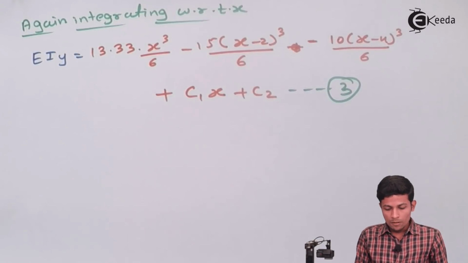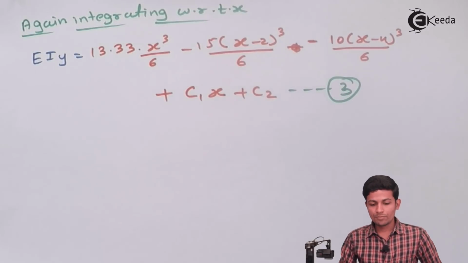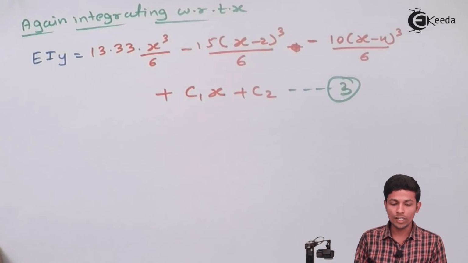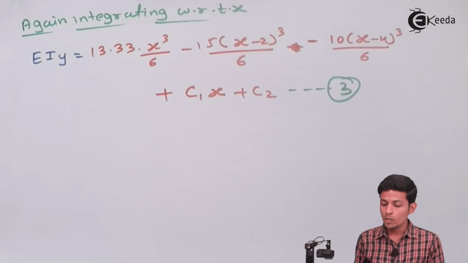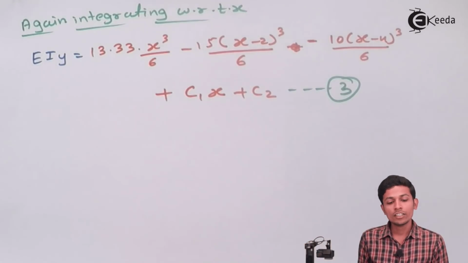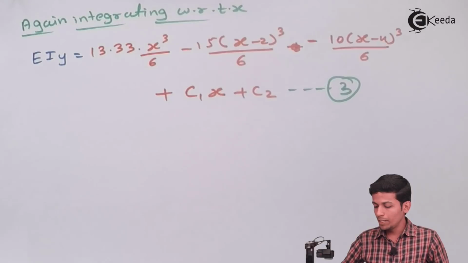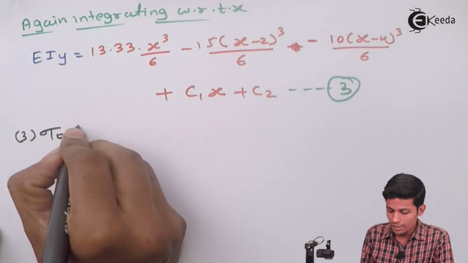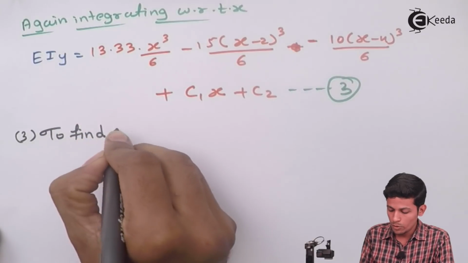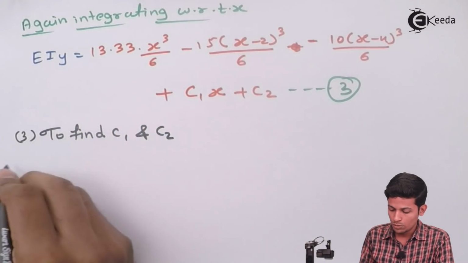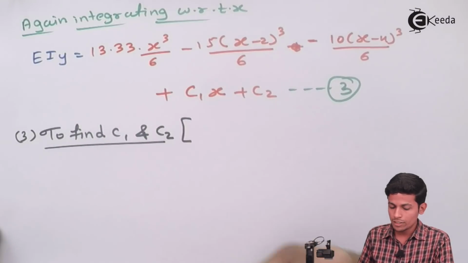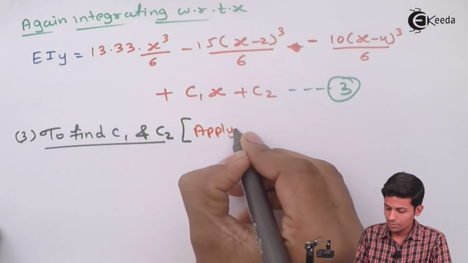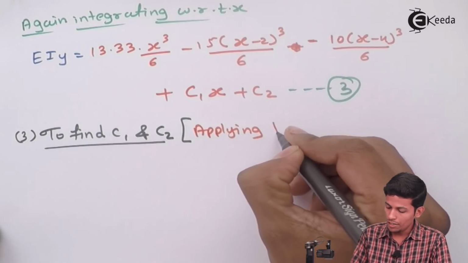So now we have done with this part, the double integration. We have integrated 2 times already. Okay, now after that our third step will be to find the values of C1 and C2. To find C1 and C2, applying the boundary conditions.